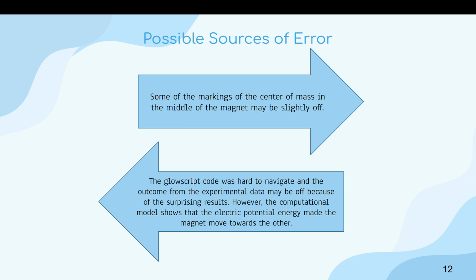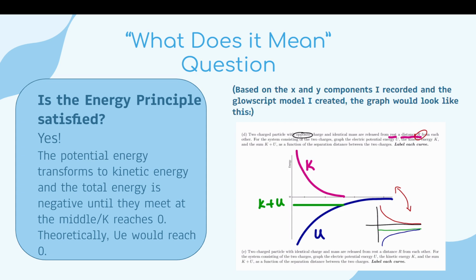Possible sources of error. Well, some of the markings of the center of mass in the middle of the magnet may be slightly off, but really, the GlowScript code was so hard to navigate, and the outcome from the experimental data may be off because of the surprising results that we just saw for X. However, the computational model shows that the electric potential energy made the magnet move towards the other. Yes, unfortunately, I'm not a CS major, but I tried my best.